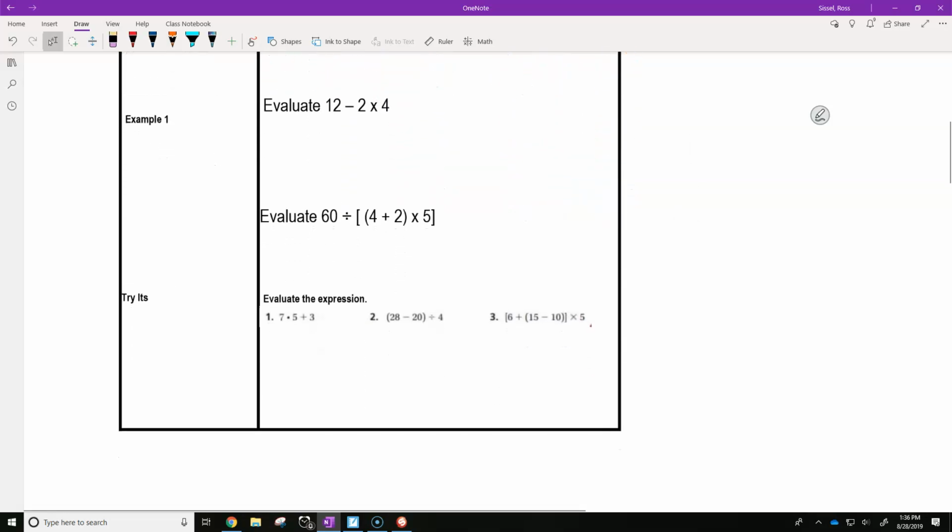Evaluate, which means to solve. My equation is 12 minus 2 times 4.